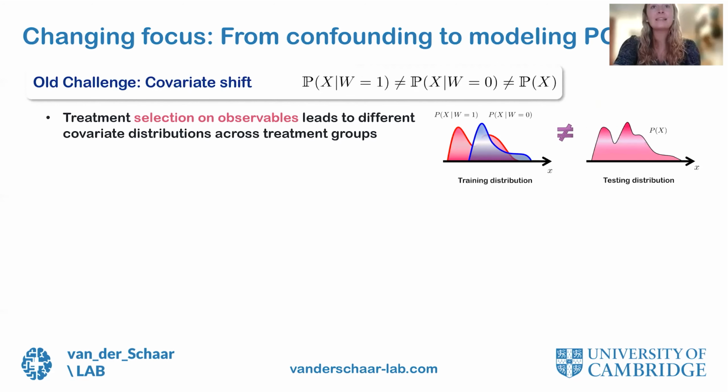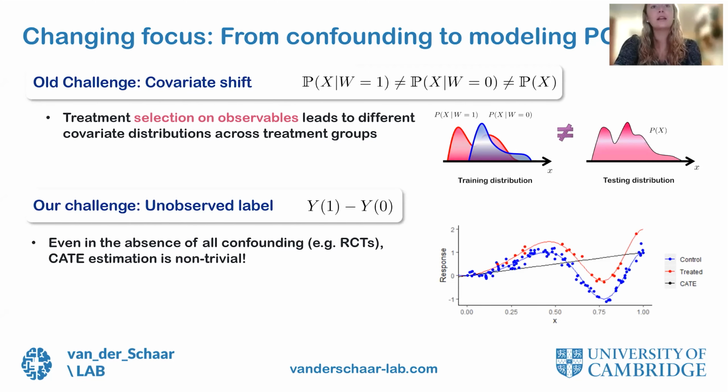As I said, the main challenge that the treatment effect literature in machine learning has been focusing on is selection on observables or confounding, which leads to different covariate distributions across treatment groups. And lots of solutions have been proposed. The challenge that we focused on now is a different one. And that's because even in the absence of all confounding, so when there is no covariate shift and the two treatment groups look exactly the same, CATE estimation is non-trivial.